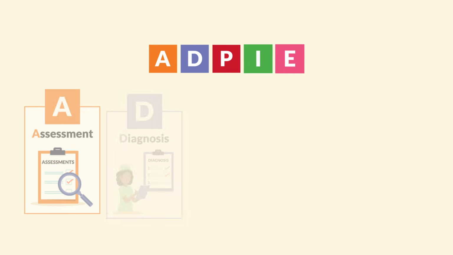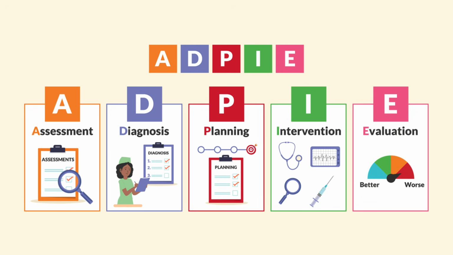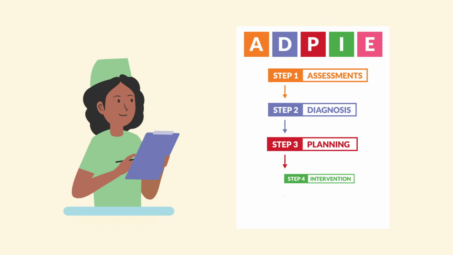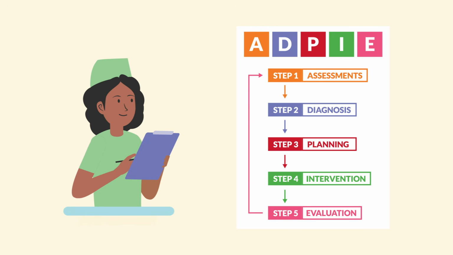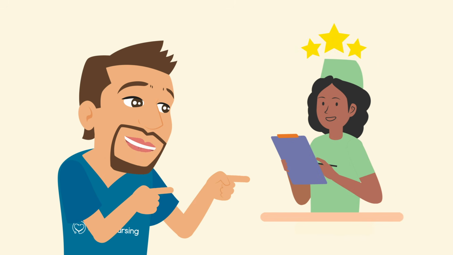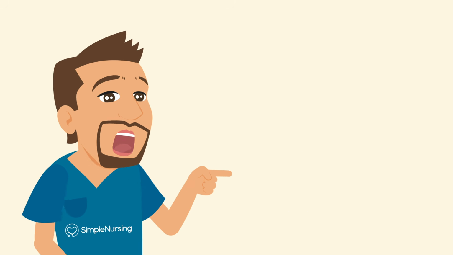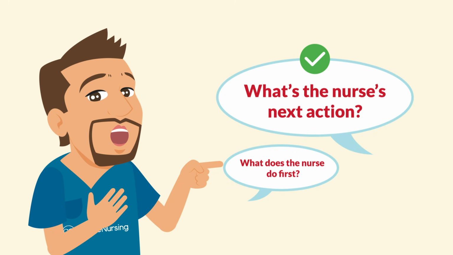So you'll use ADPIE consistently in clinicals, even if you don't realize it. You'll always be assessing, prioritizing a nursing problem, planning your response, doing the thing, and then checking the results. Over and over again, kind of like muscle memory. The sooner you master this process, the faster your critical thinking will grow. And yes, you'll crush all those test questions that say, what is the nurse's next action? Or what does the nurse do first?